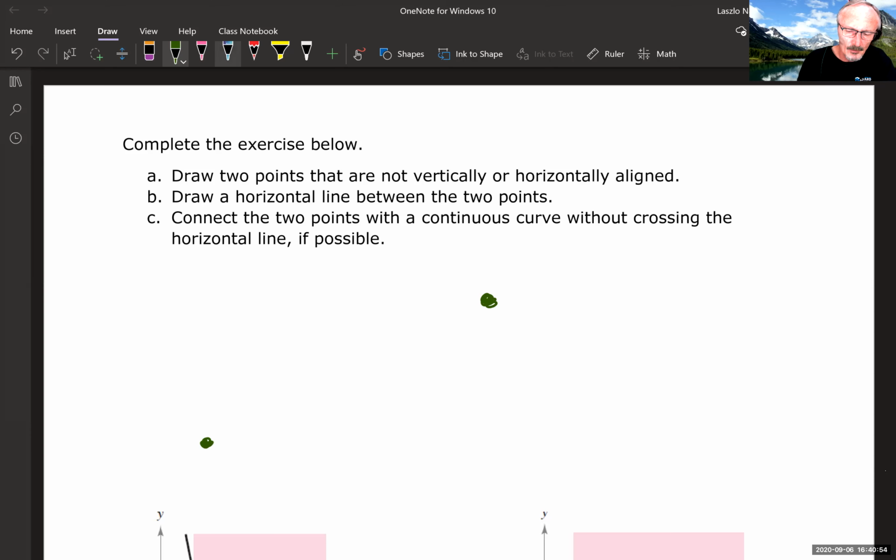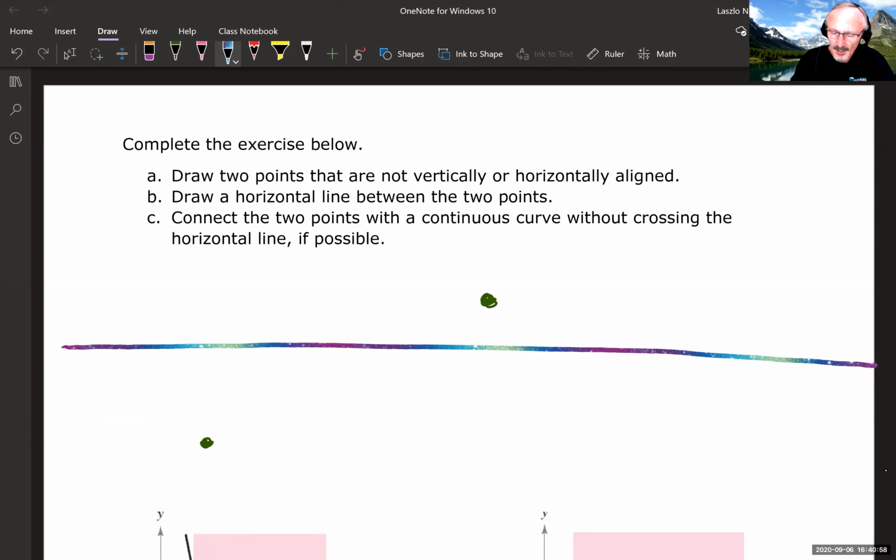Now, part B, draw a horizontal line between the 2 points. Let's change the color on this. And so here's a horizontal line. It could be any horizontal line between these 2 points. And now that is completed. So let's take a look at part C. Connect the 2 points with a continuous curve without crossing the horizontal line if possible.